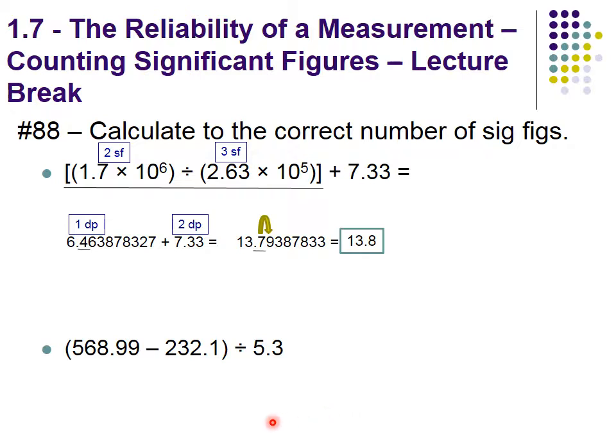So we're going to do the same thing down here. We have subtraction first, so we get 336.89. We're still going to divide it by that 5.3. But first we want to underline where this number will stop being certain. So we have 2 decimal places and 1 decimal place. So the 1 is smaller, so we underline that first decimal place.